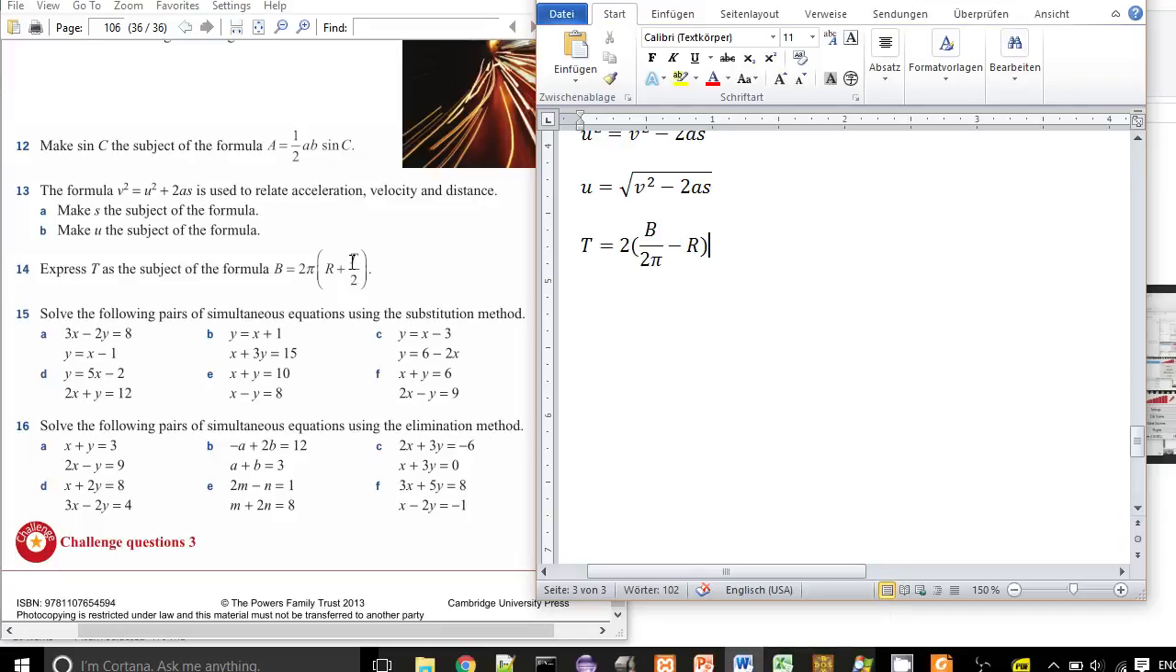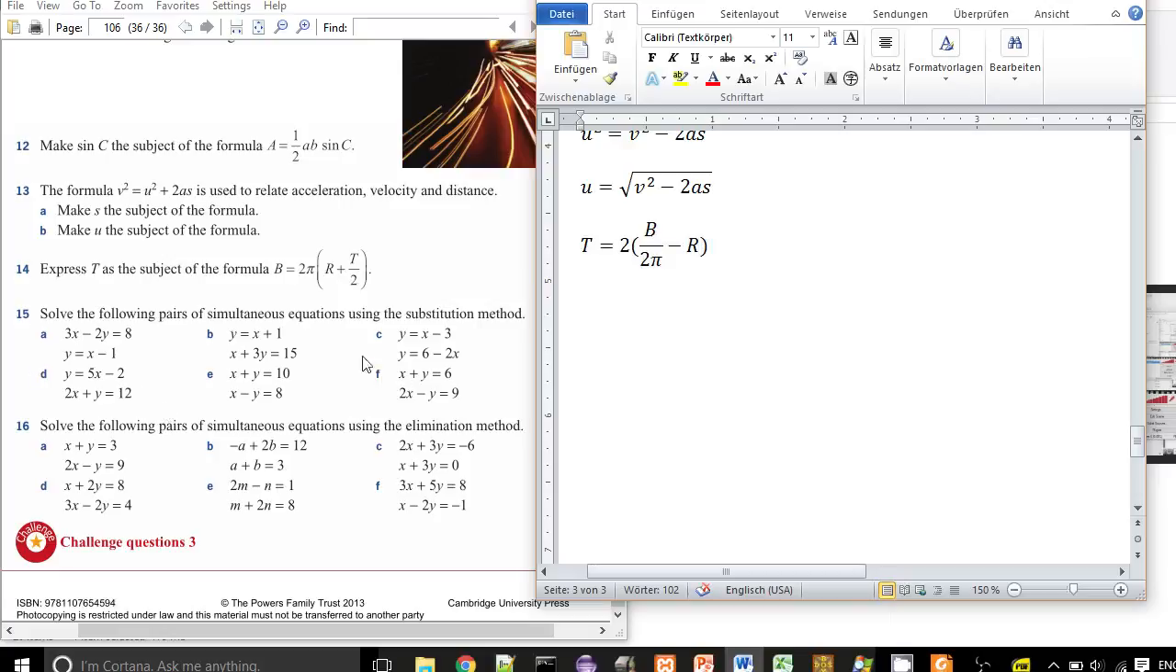In order to get T by itself, I'm going to have to divide by 2 pi. That's where my B over 2 pi came from. Then I'm going to have to minus R. Then at the end, I'm going to have to times by 2. So that's where that came from. And that's the right answer. So you can do that pretty quickly. Maybe just have a go and see if you get the same answer.